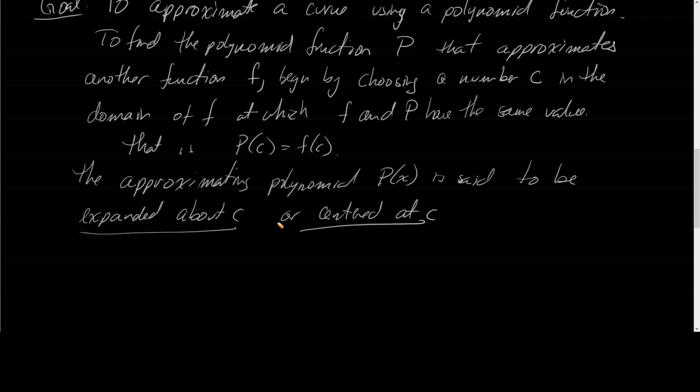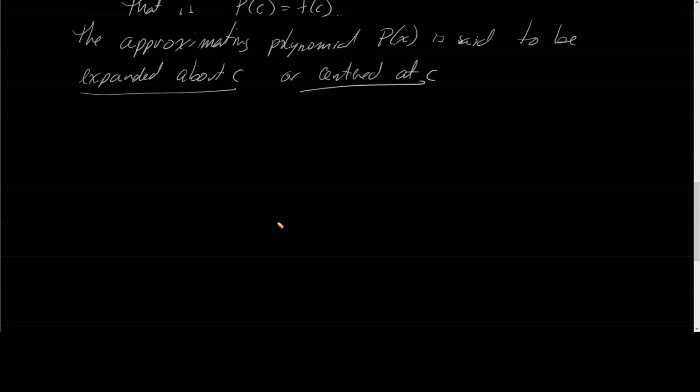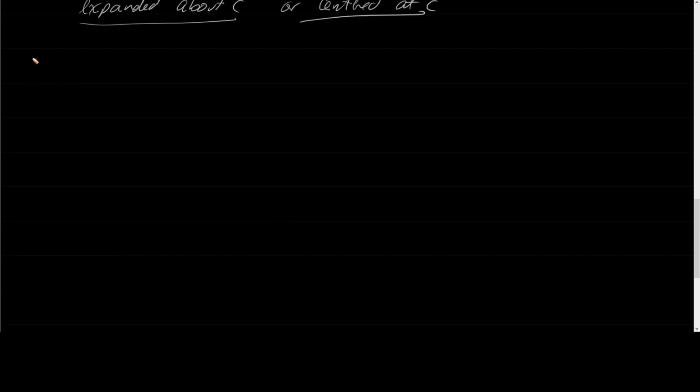Alright, so now, how are we going to do that though? We need to define something else here. So, definition: Taylor and Maclaurin polynomials.